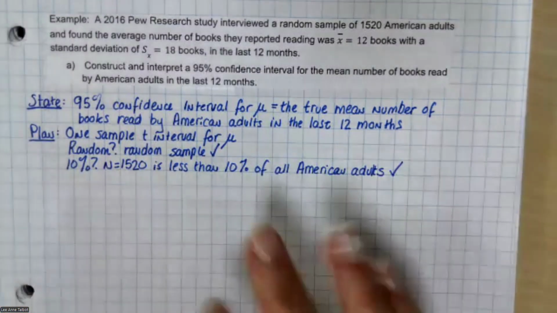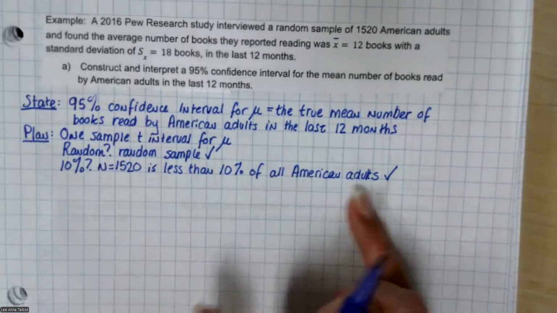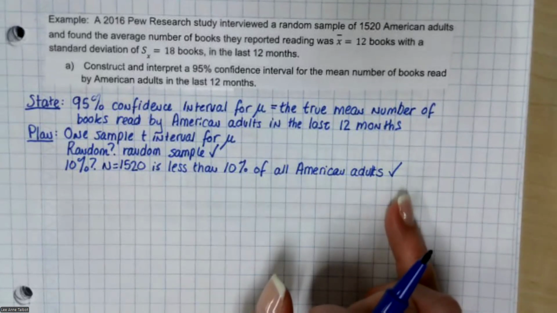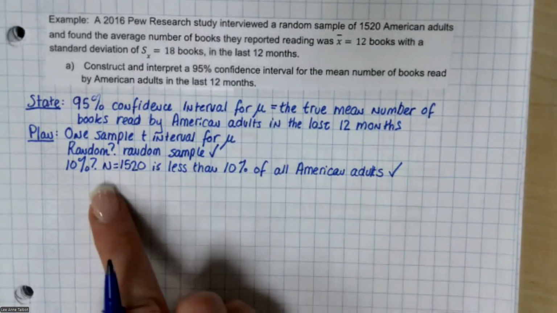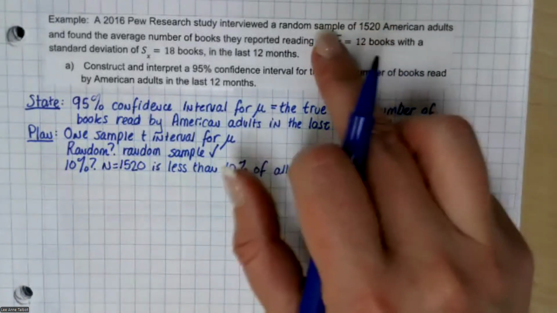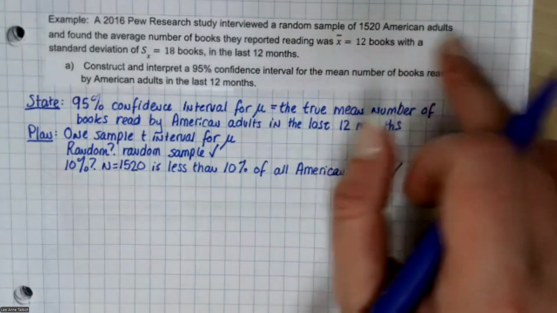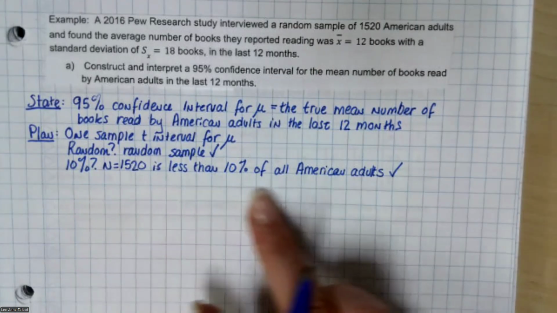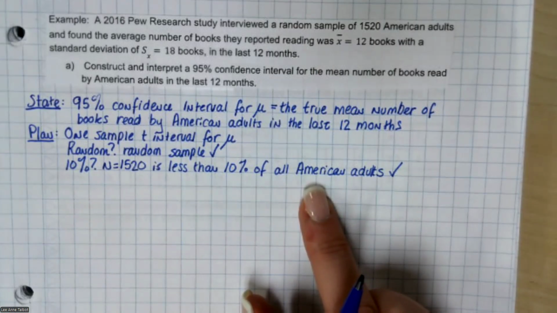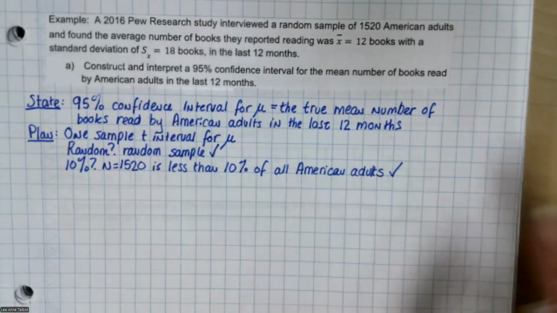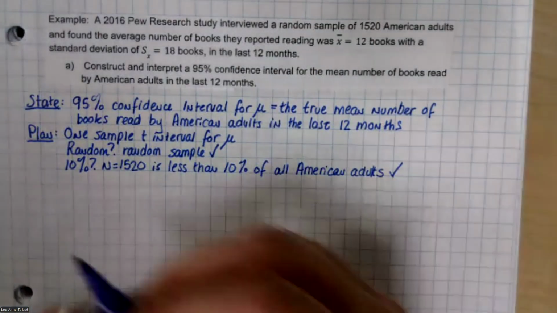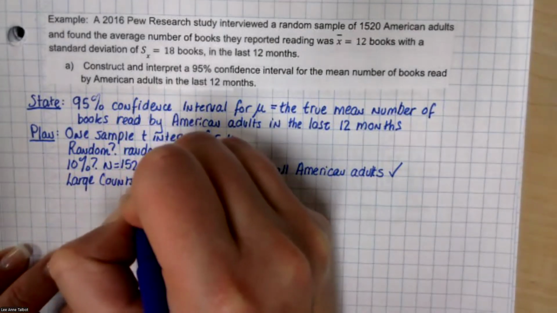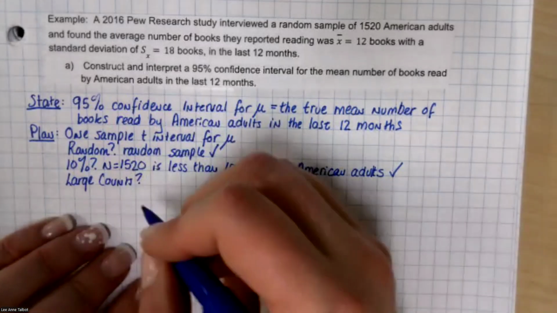Okay, now another picky point here. Some kids on the test went too far with what they were putting in the 10% condition. This should match whatever the sample was of. So if the sample is of American adults, don't put 10% of all American adults who read books in the last 12 months. You don't know how many that is. That's the whole purpose of the math problem. Okay. Oh, 1520 is well above.